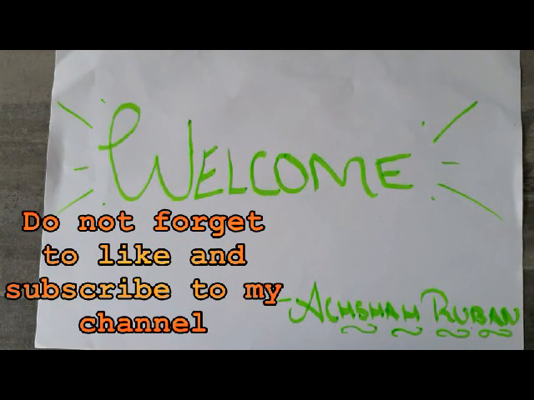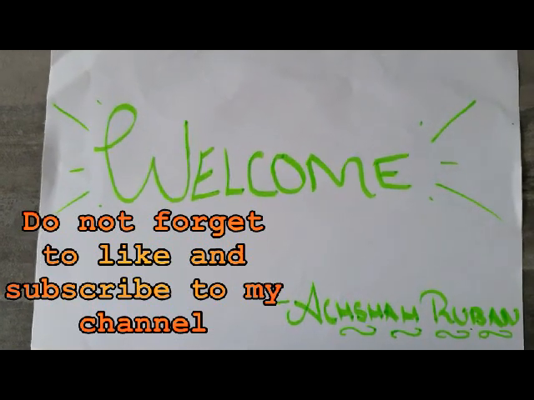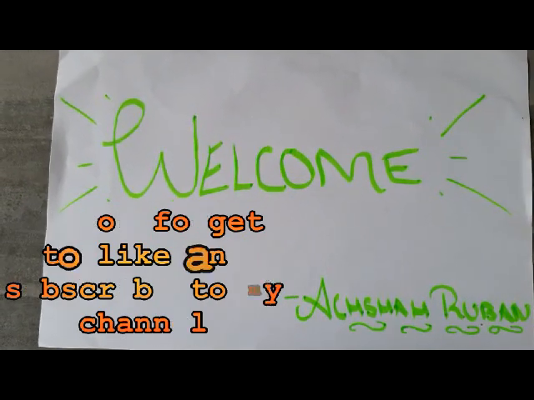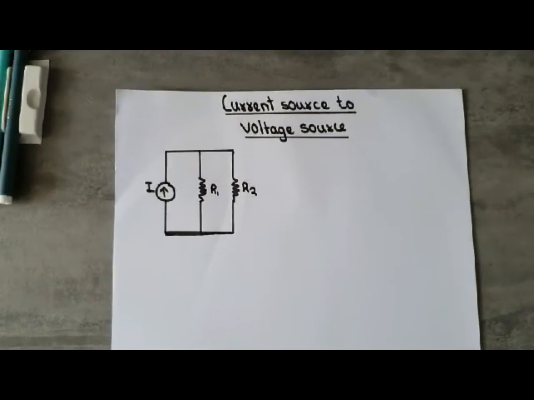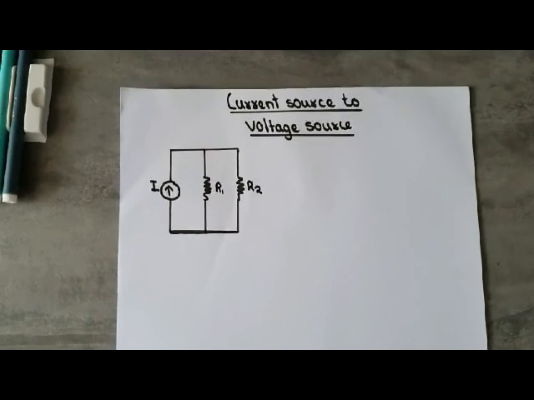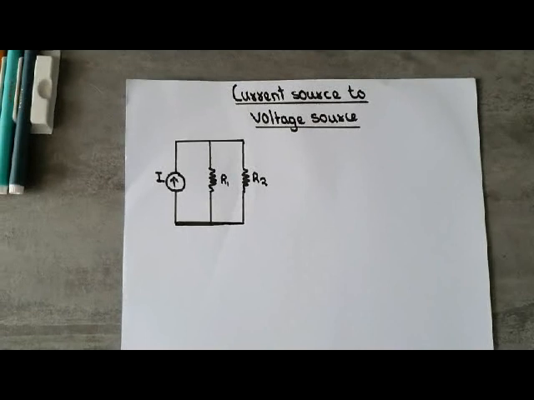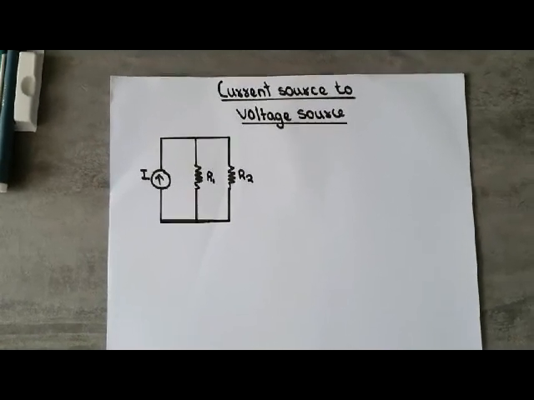So in my last video we discussed the mesh method, and in today's video we'll be discussing more about the mesh method, different kinds of problems we can do in the mesh method. Now before doing these problems we need to know something very important which is required to solve them: current source to voltage source and voltage source to current source. First let's begin with current source to voltage source.